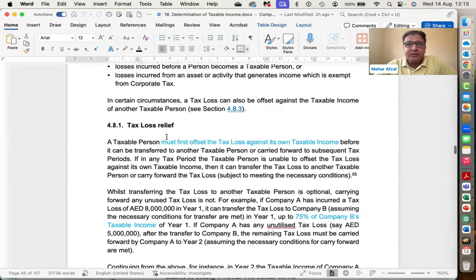Tax loss relief. What is the tax loss relief? If you are facing tax losses, you can carry forward tax losses for an unlimited period of time, but maximum up to 75% of the taxable income. Whatever your taxable income, you can adjust the carried forward losses up to 75% of the taxable income of that period. The remainder will be adjusted against the tax losses. This means that every year, at least 25% of your taxable income will be subject to tax.